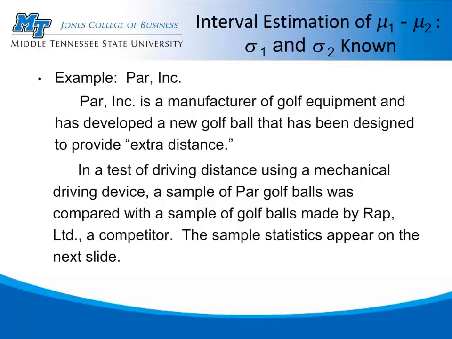Now, we're going to do one example of an interval estimate. We're trying to estimate the difference between mu 1 and mu 2. In this example, we're going to set up the par as being the first group and the wrap as being the second group. But supposedly the par balls have been designed to give you more distance, so we would expect the mean for that group to be larger, and the sample information illustrates that on the next slide.